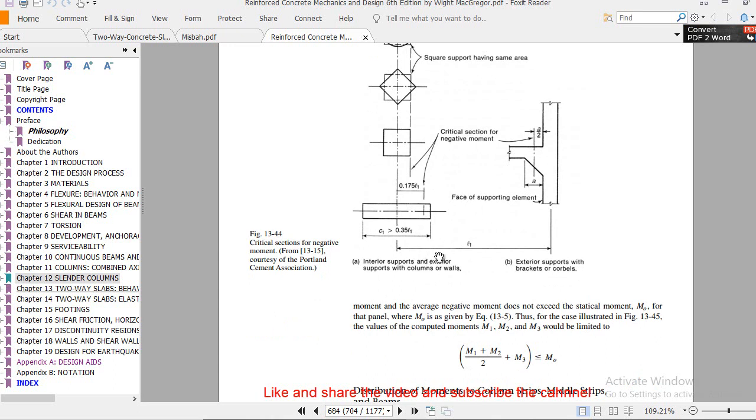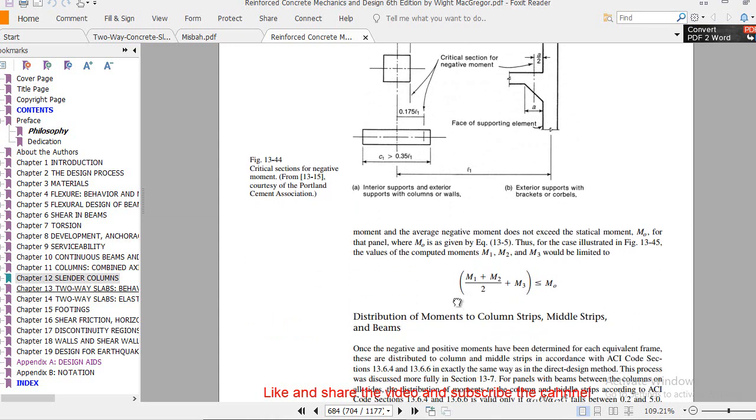If you have any question regarding your equivalent frame method, you can ask.